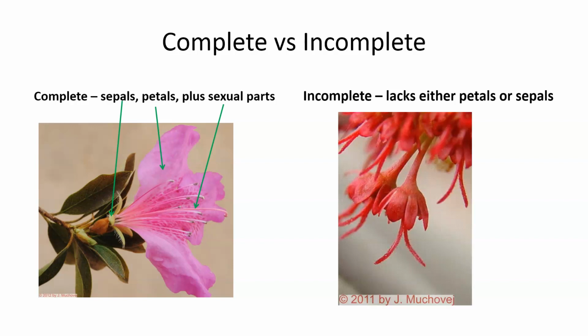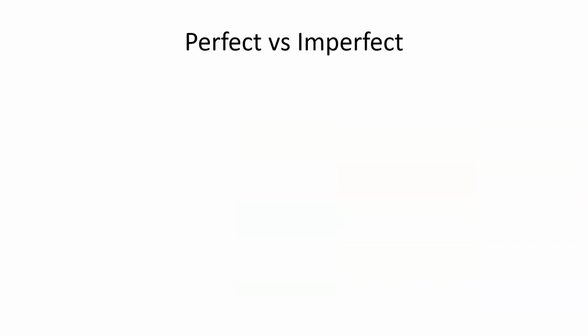So in this particular case, we're looking at a maple flower. This maple flower is the female, and what you can see is there's no petals to it. It really has sepals, but it doesn't have petals. So therefore, this is incomplete. We look at perfect versus imperfect.